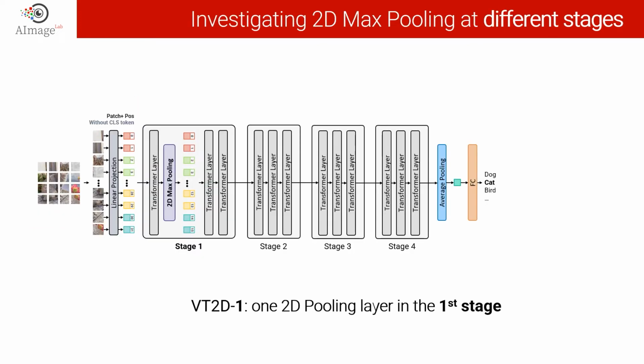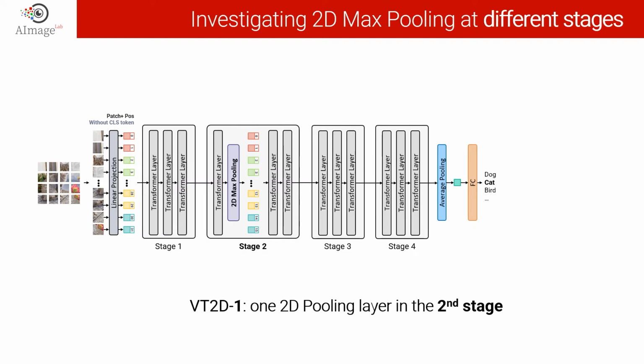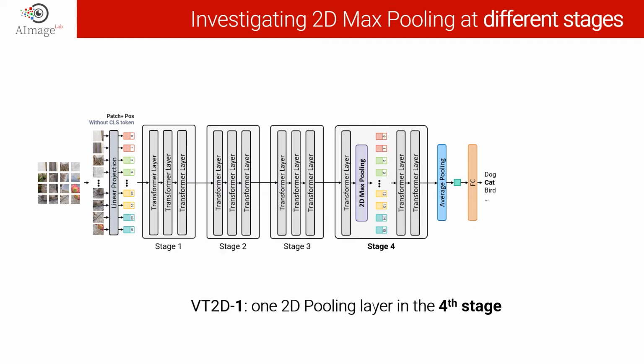We also investigate the impact of applying 2D max pooling at different stages of the ViT architecture. In particular, we propose VT2D1, which is equipped with only one 2D pooling layer. We studied the effects of applying the pooling layer in the first stage, in the second, in the third, and in the fourth and last stage of our proposed architecture. We will see how the stage of application of the pooling layer affects the model performance, both in terms of accuracy and computational costs.